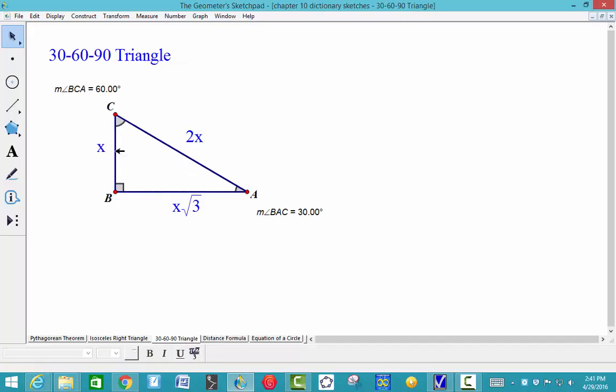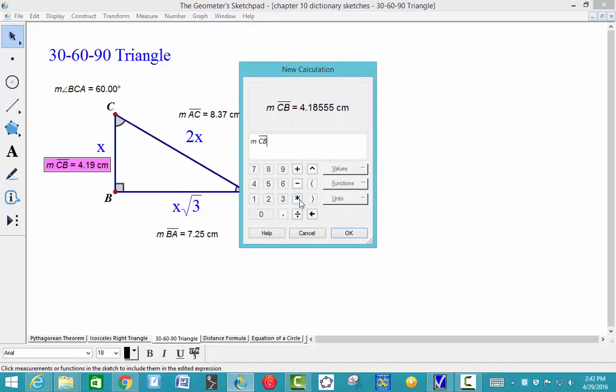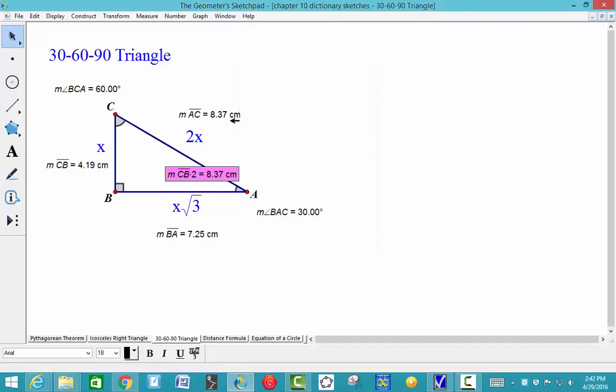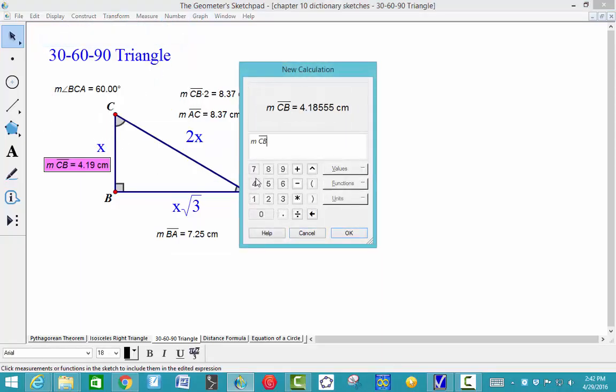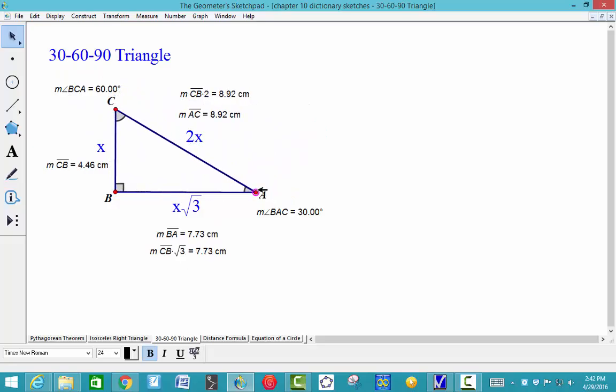30, 60, 90, again, we want to show the relationship between the legs, so let's measure all three. CB, AC, and AB. And if I take my calculator and I take the smaller leg and multiply it by 2, I will get the length of the larger leg. And if I take the smaller leg and multiply it by the square root of 3, I will get the value of the longer leg. And you can see those hold true no matter the size of the triangle.